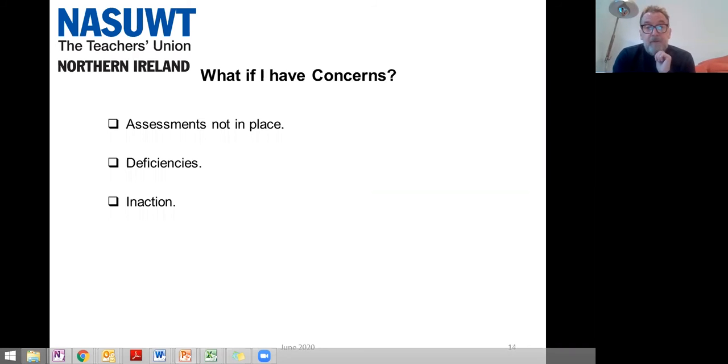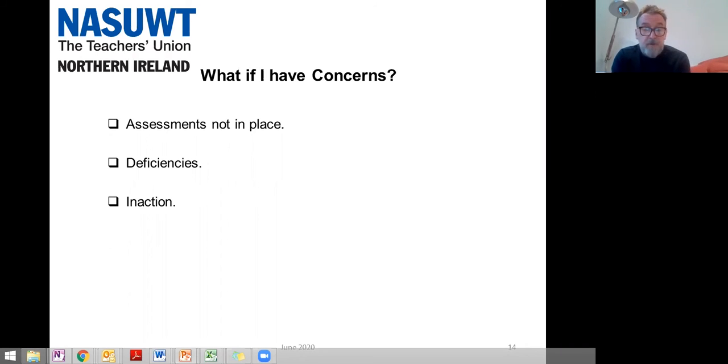What if I have concerns? So assessments not in place, deficiencies, inaction. So NASUWT members often have concerns about risk assessments. These concerns usually fall into 3 categories. So number 1, there is a clear hazard, but no risk assessment in place.